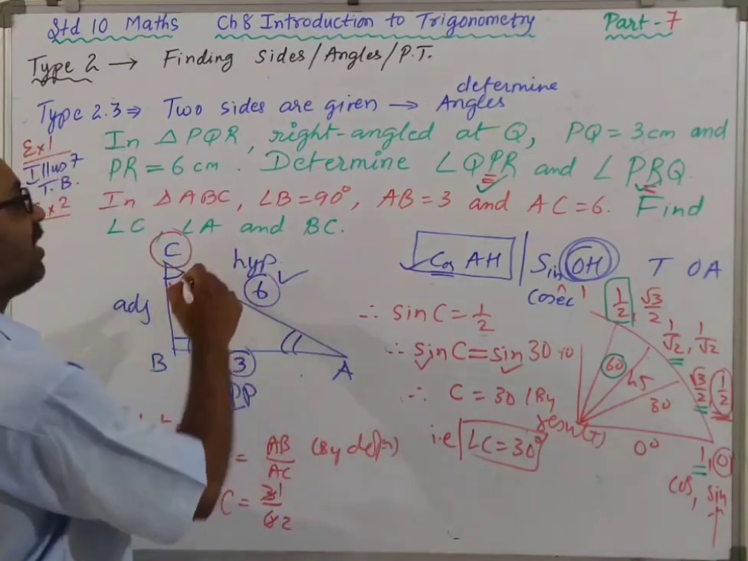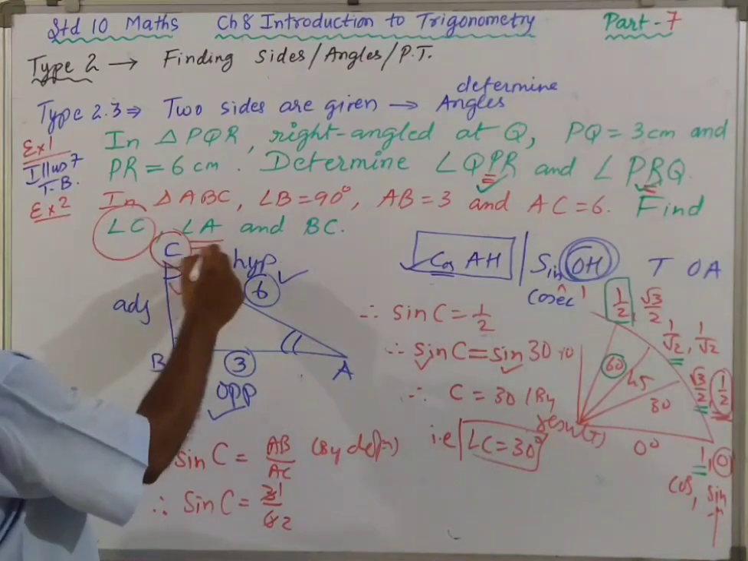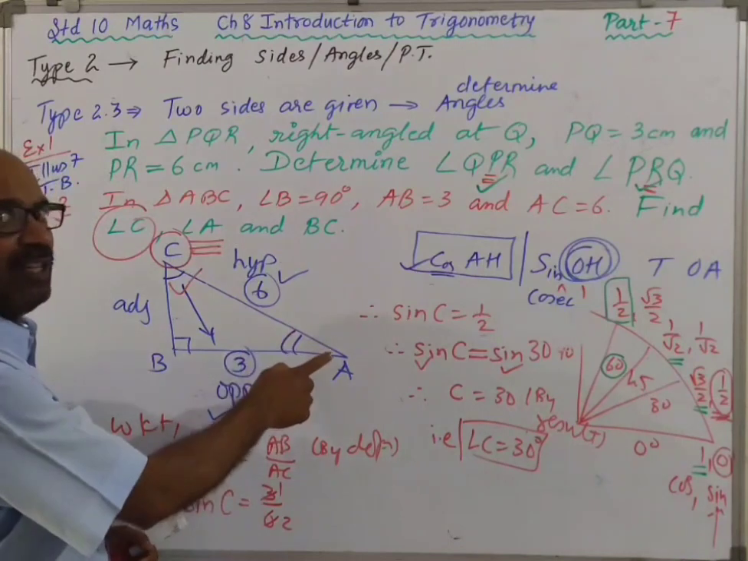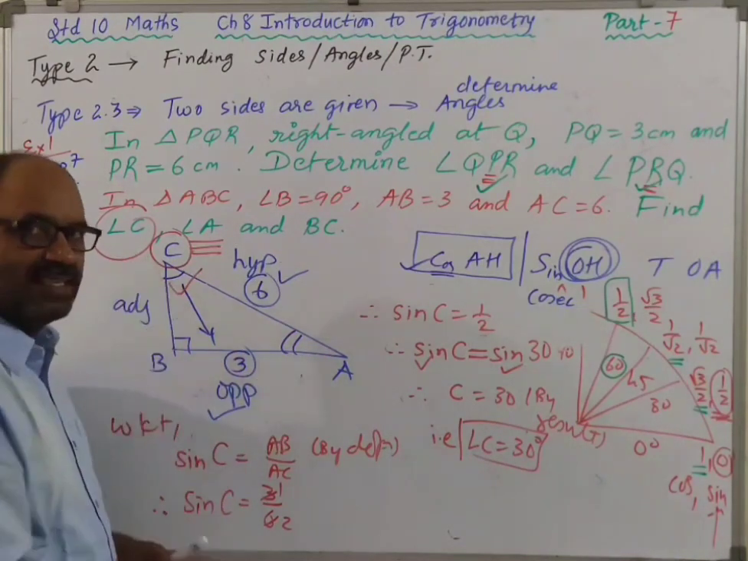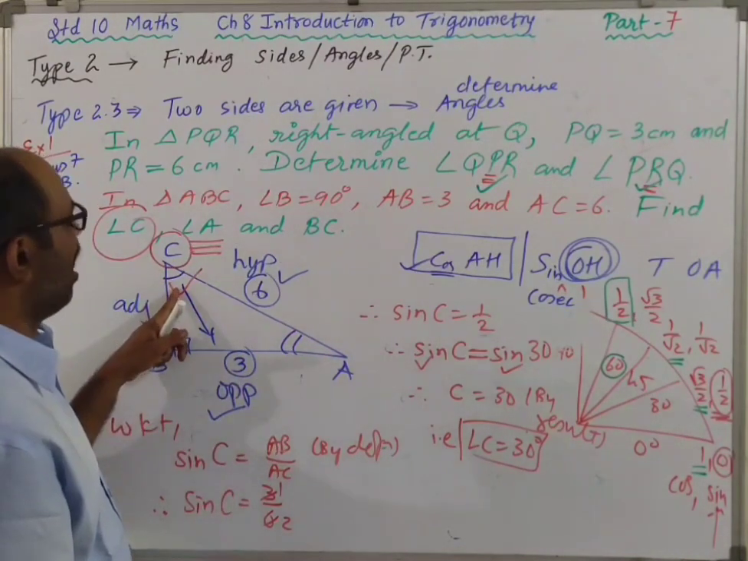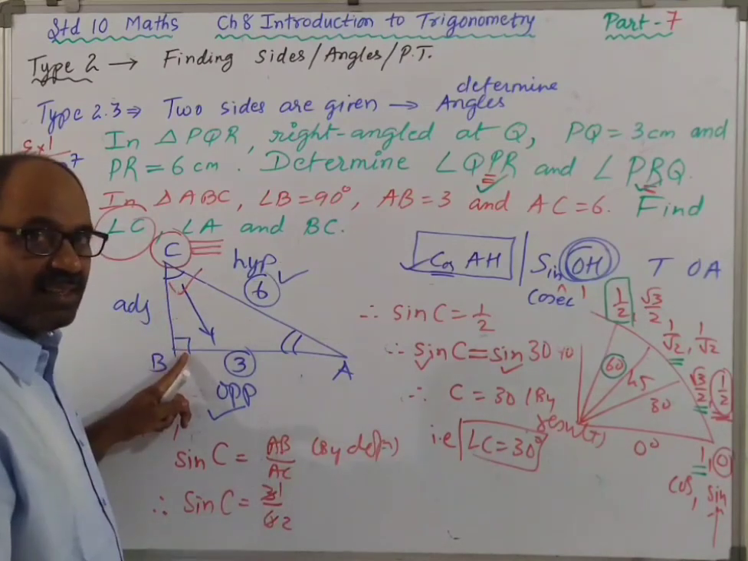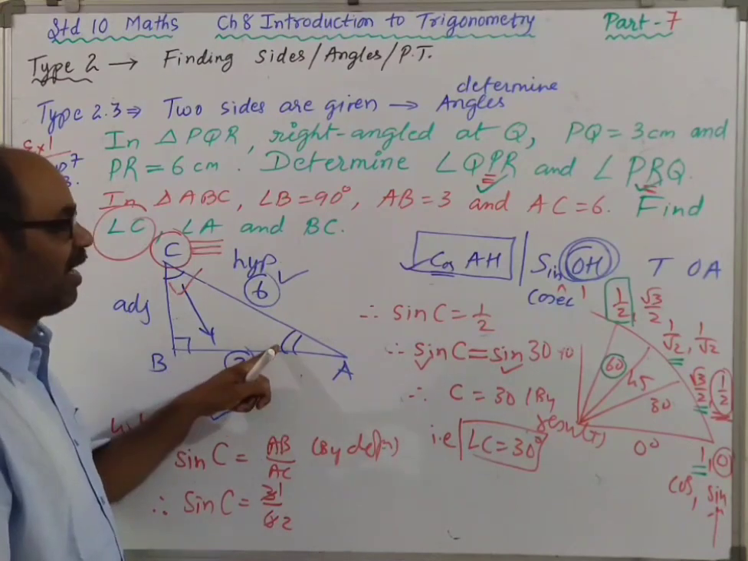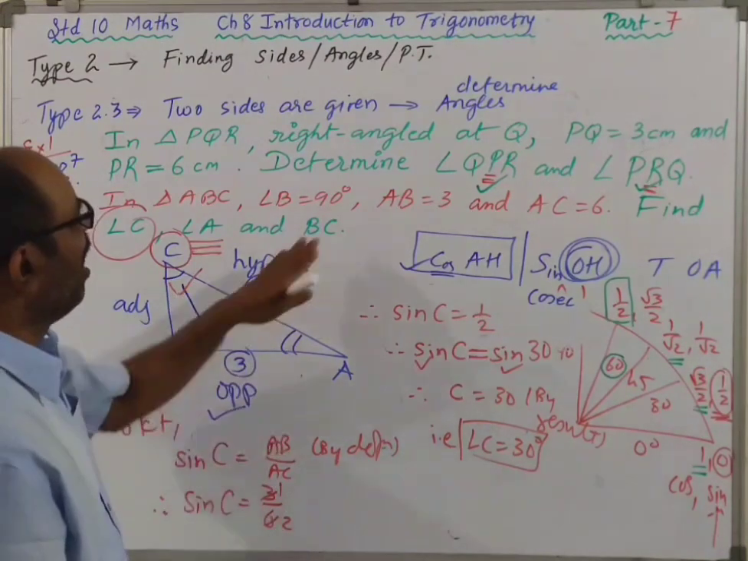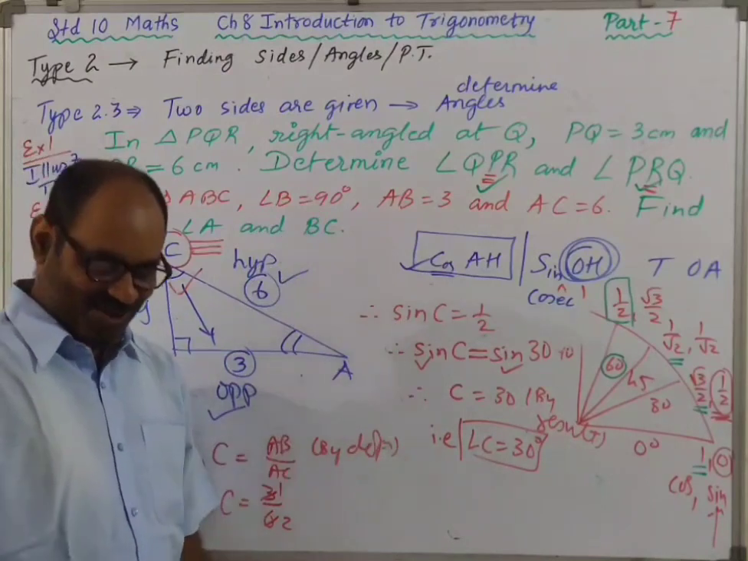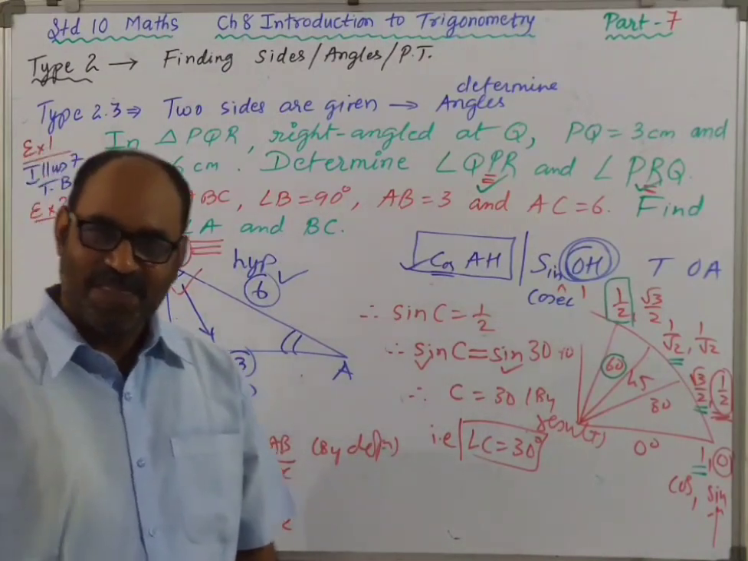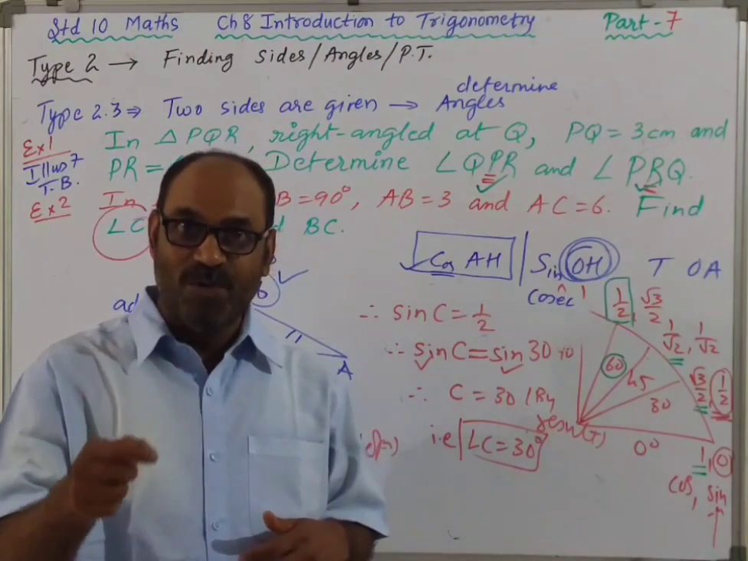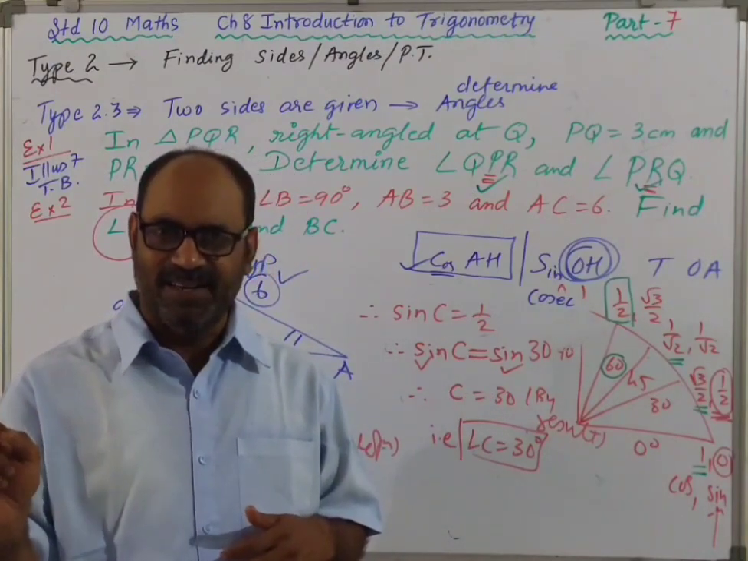So you got angle C. Now you have to find angle A. So use the trigonometric identity. We know that angle A plus angle B plus angle C is equal to 180. So C is now 30, this is 90. 30 plus 90 is 120. And 180 minus 120, so angle A is 60. Got it? And BC you find out using Pythagoras. I hope you will be able to complete this nicely. Please enter it in your notebook very systematically.